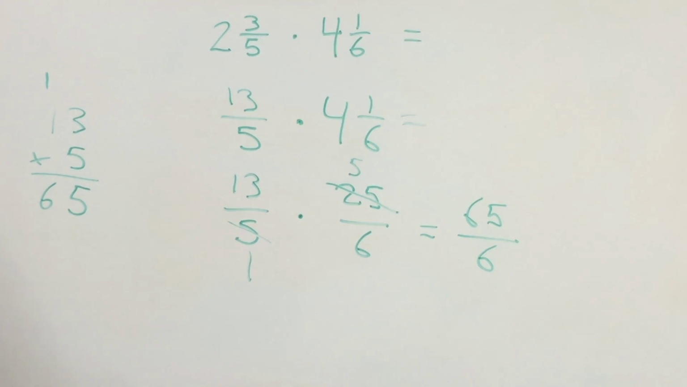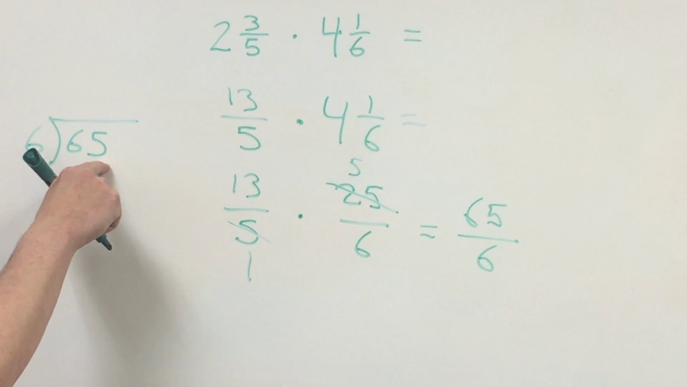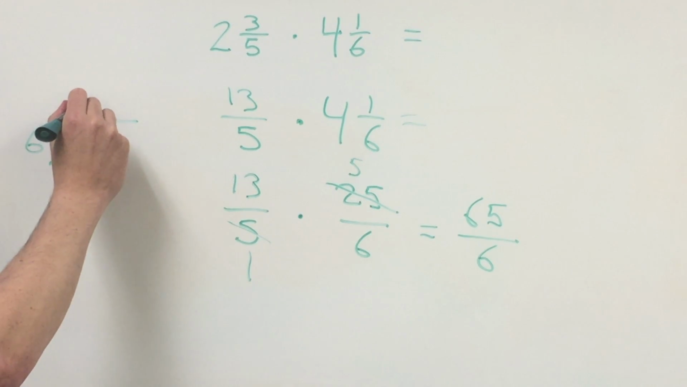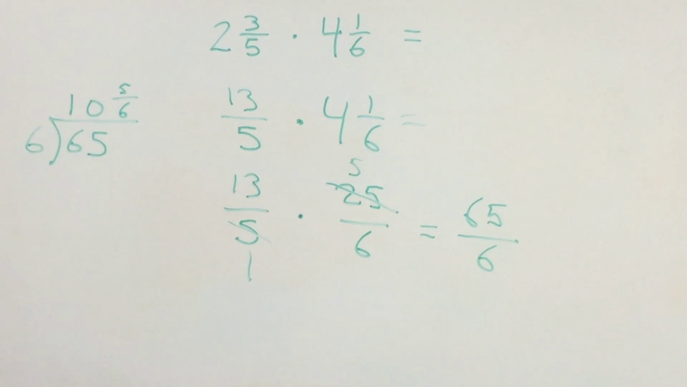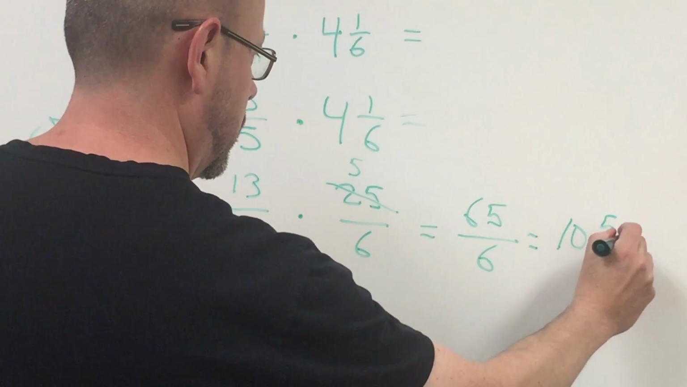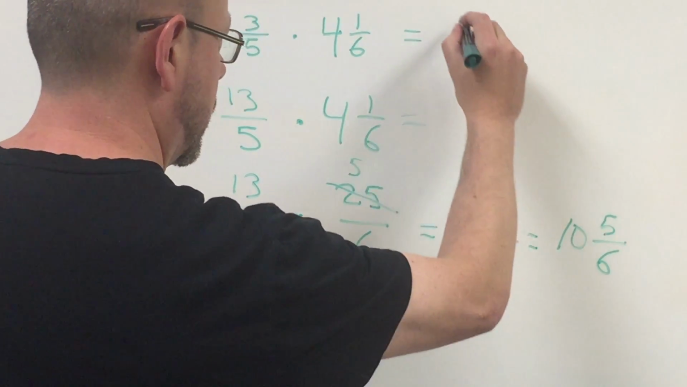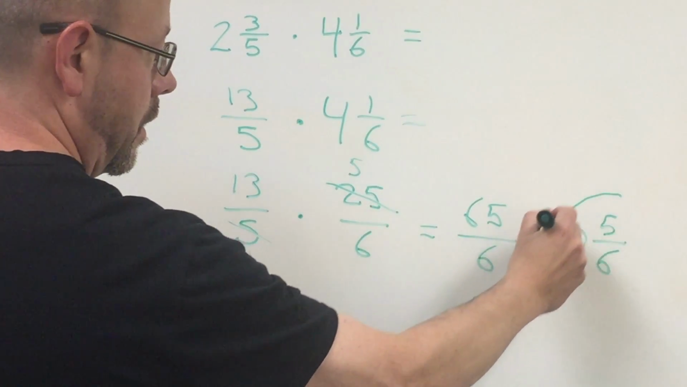Notice our answer is an improper fraction. So let's reduce it to a mixed number. To do that, let's divide 6 into 65. Well, 6 goes into 65 at least 10 times. And what we get is a remainder of 5/6. So 2 3/5 times 4 1/6 is 10 5/6.